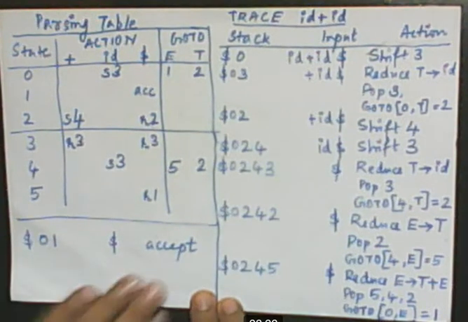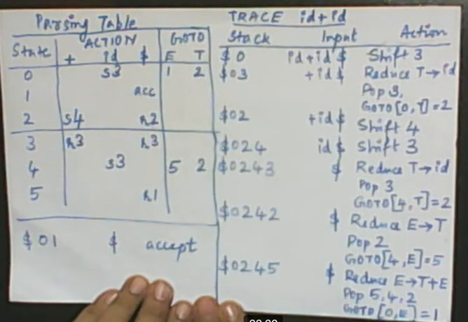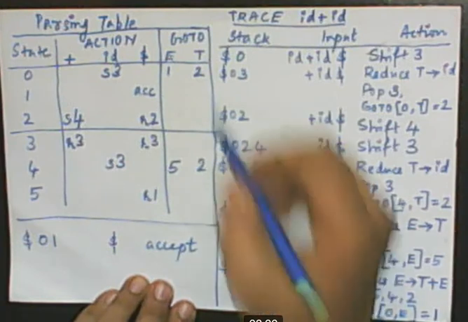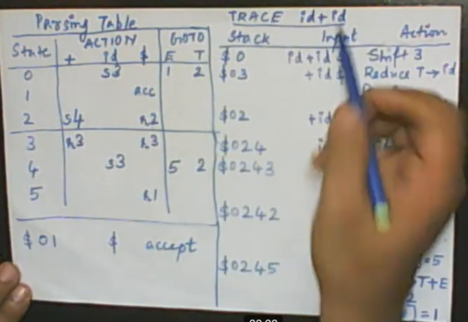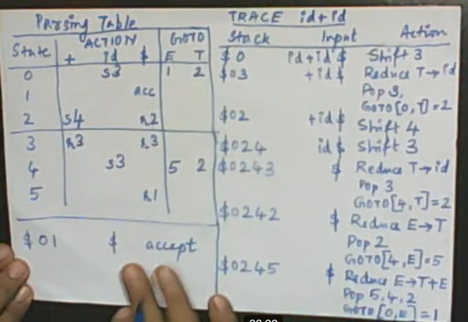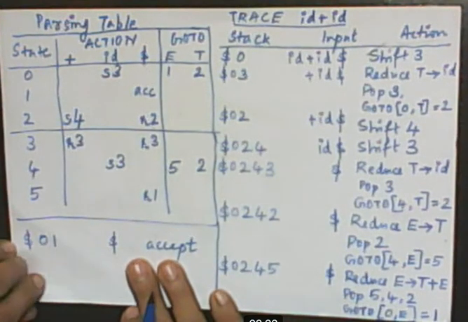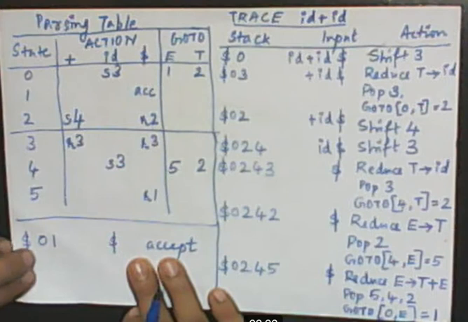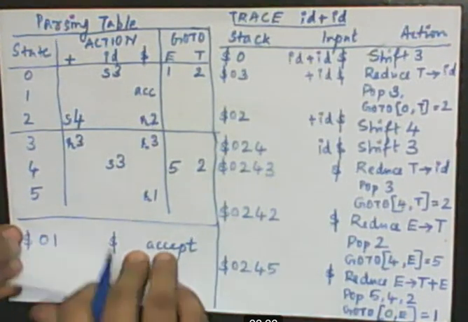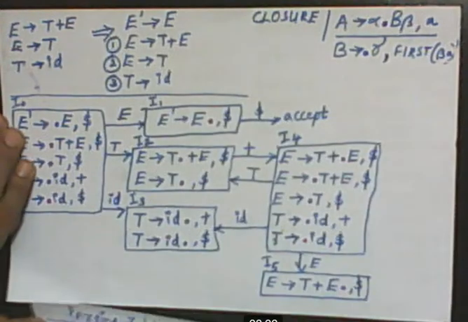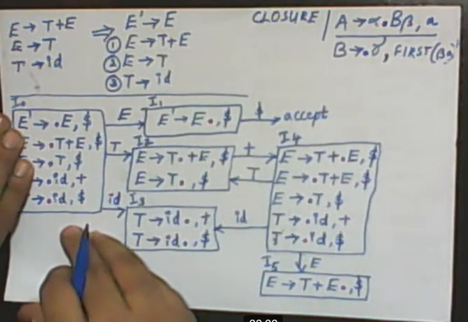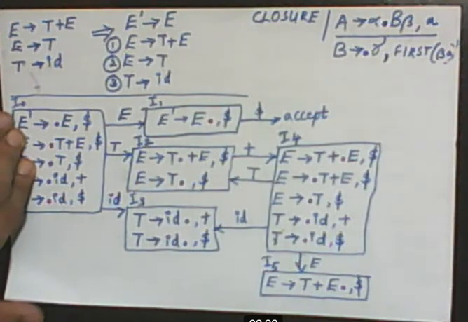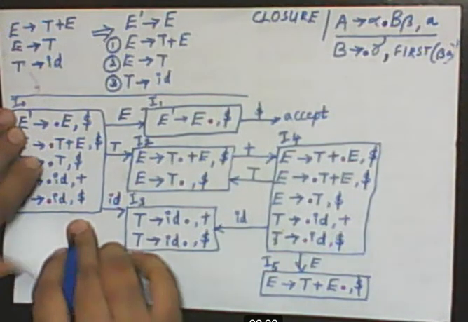So this is the tracing of this particular string, that is ID plus ID, which is valid according to this particular parser. So we have now seen the canonical LR parsing technique. We have constructed the canonical LR1 collection. So I'll just go through it once again.